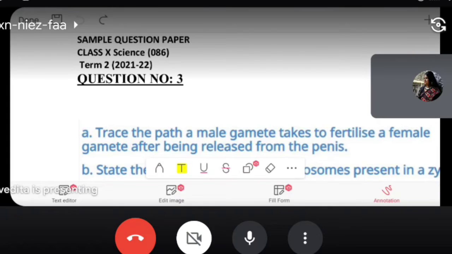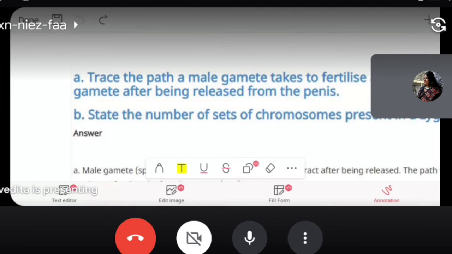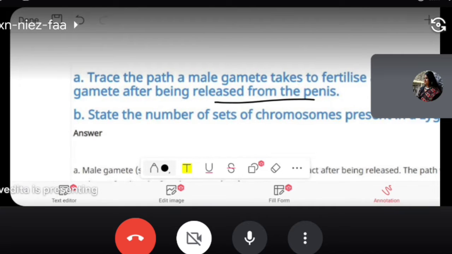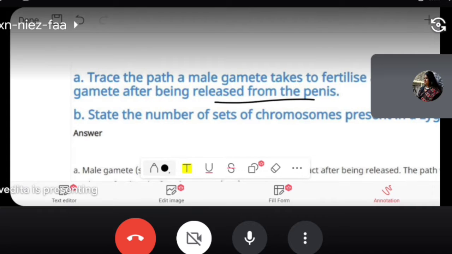So see, in question number 3 it is given that trace the path a male gamete takes to fertilize a female gamete after being released from the penis. We know that the male gamete, that is sperm, is released from the penis, and after that it will go to the female vagina, and after that it will be fertilized. So we have to write the path of this movement.